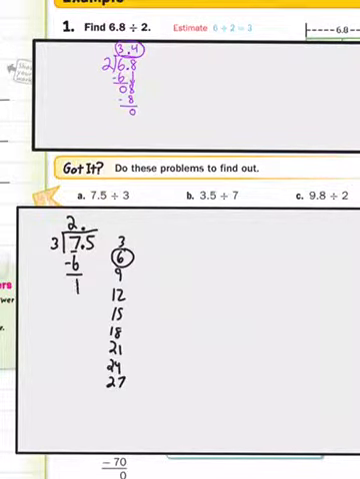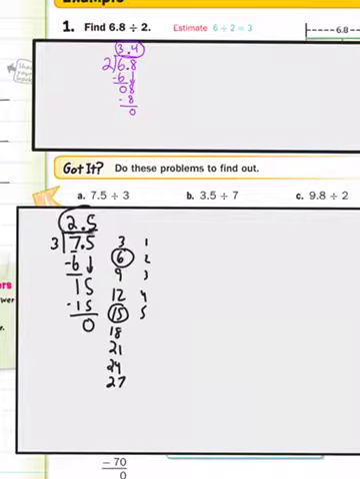And when I subtract, I must bring the next digit down. So then the question is, how many times does 3 go into 15? So here's 15. Remember, that's 1, 2, 3, 4, 5 times. And 3 times 5 is 15. Subtract, I get 0. So my answer is 2 5/10.